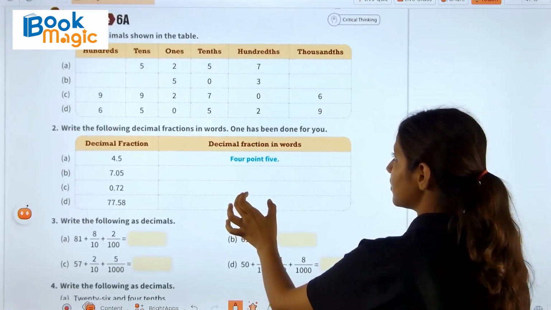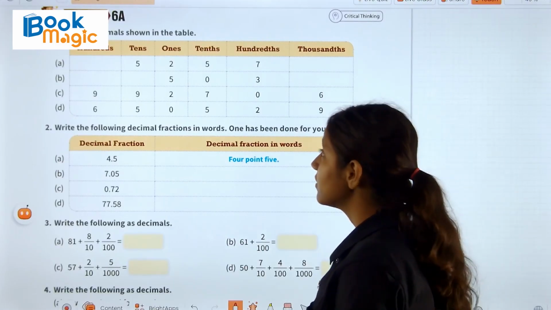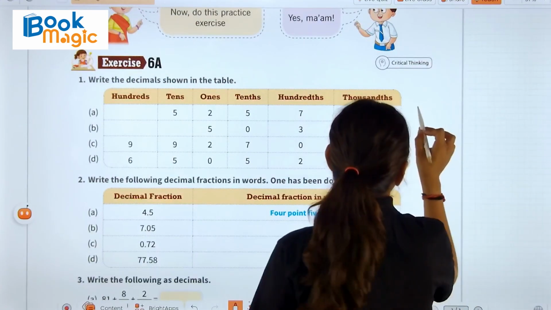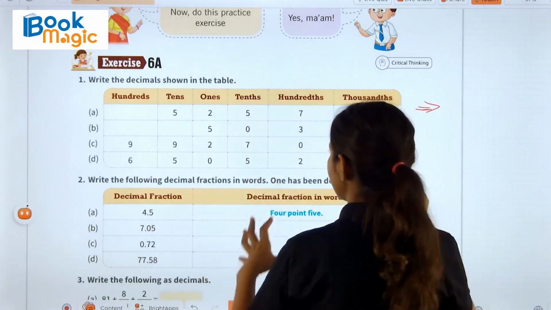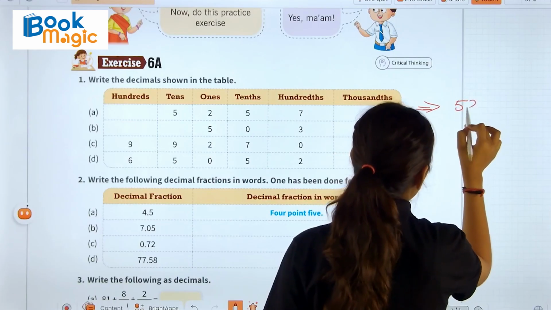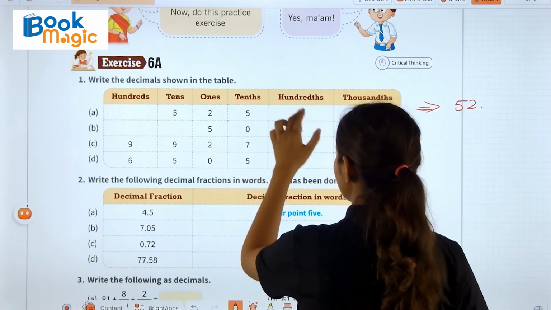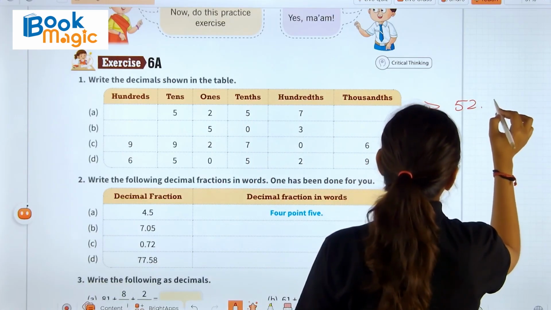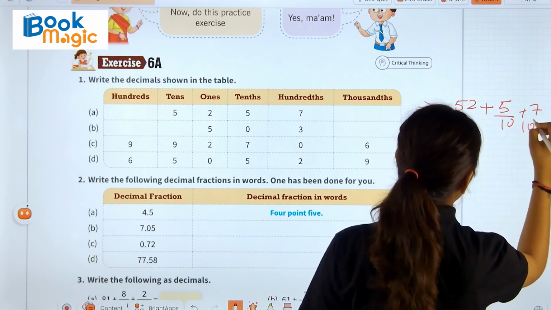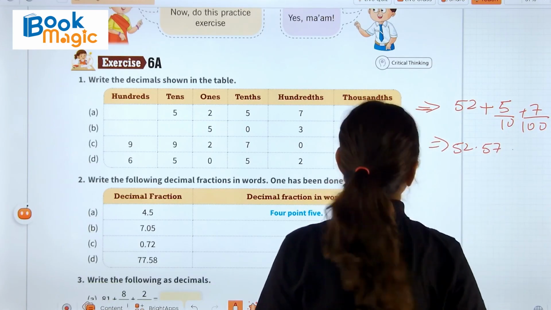This is the very first exercise of this chapter. Exercise 6A. Write the decimal shown in the table. So table में जो decimal लिखा है उसको हमें लिखना है. Okay, decimal place value में लिखा है. Then we have to write the number. 5 tens and 2 ones. That means 52 is the whole number. Now putting a decimal point or point, then we are writing 10th and 100. So it will be 52 plus 5 by 10 plus 7 by 100, and the second step is 52.57. Okay.